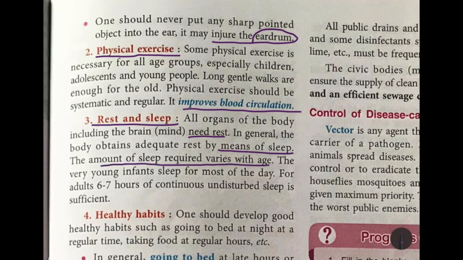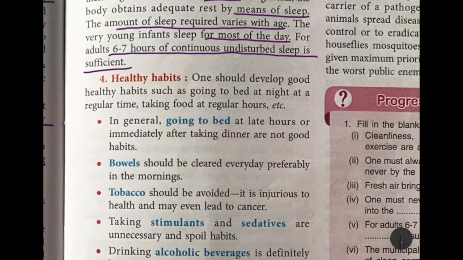Very young infants, very small babies, newborn babies sleep for almost the whole day. Okay, for adults, 6 to 7 hours of continued undisturbed sleep is sufficient. That is 6 to 7 hours. More than that, it is not good. Keep that in mind.